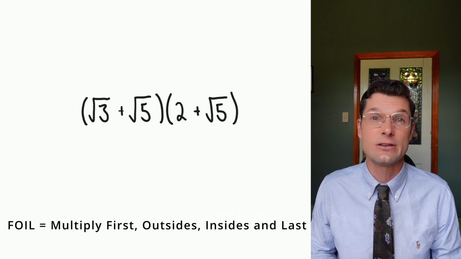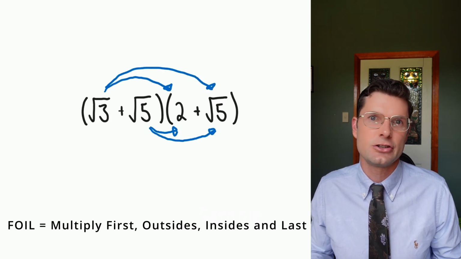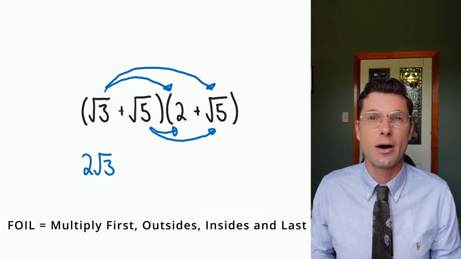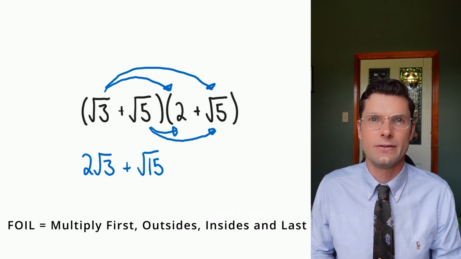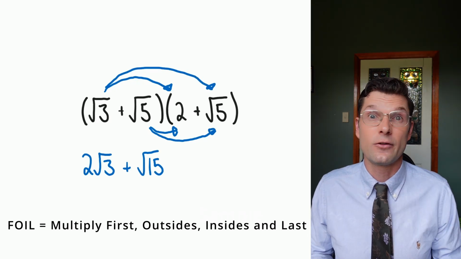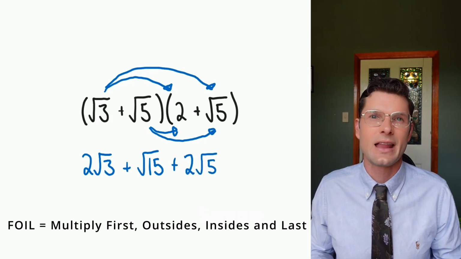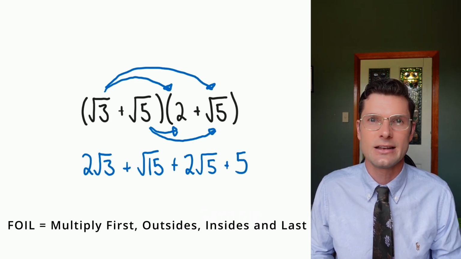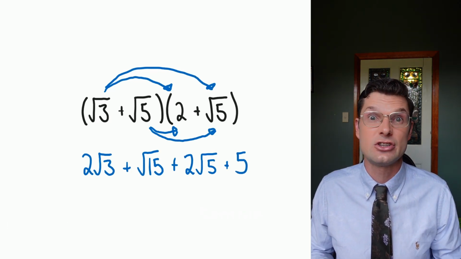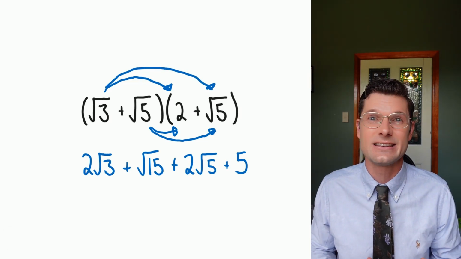But the first thing we're going to do is multiply the first two terms. So that's root 3 multiplied by 2, so it's just 2 root 3. Then we have to multiply the outside, so root 3 and root 5, so that becomes root 15, just with our surd knowledge. Then we've got our two inside terms, so root 5 multiplied by 2, which is 2 root 5. And finally, root 5 by root 5 is just 5, multiplied by itself. All we've got to do here is search for any like terms, and there aren't any. This is the complete answer, fully done.